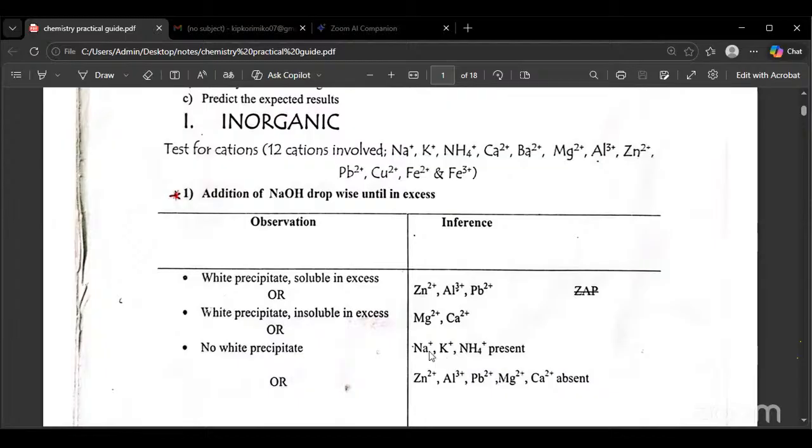So we have now, these ones are the ones that are present. We have sodium ions, potassium ions, and ammonium ions, which are soluble. All the salts of these ones are soluble. Ama sasa that is present. Ama uandike hizo zenye ziko juu zote zenye zilikuwa zinaform white precipitate haziko. So you can write zinc are not there, aluminium, lead, magnesium, and calcium ions are absent. I hope hapa tuko sawa. I hope you're okay there.